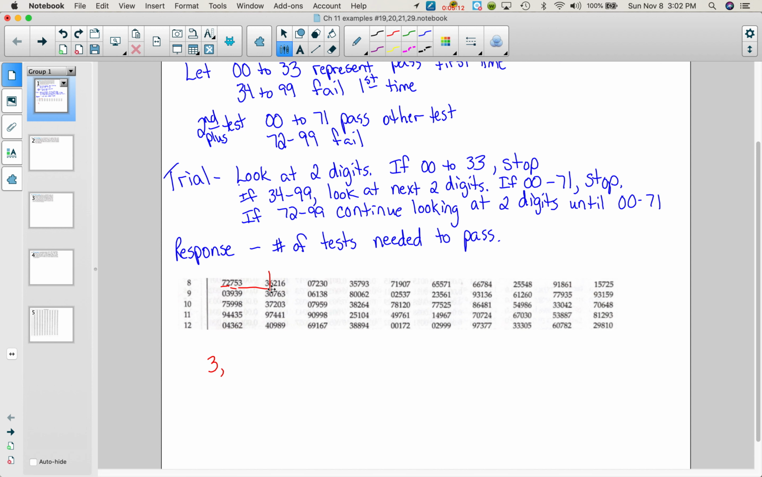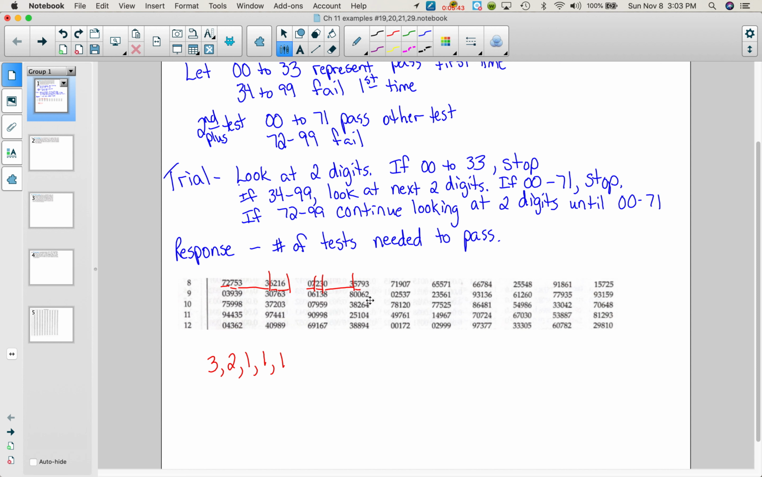Then I would go to the next one, 62. Well, I'm looking for a 00 to 33 to pass. So she failed the first time. Then on the second, she gets a 16, which means she passed. So it took 2 times. Next, we get a 07. So that's within that range here. So she passed the first time. So we put a 1 because we stopped there. Next, we get a 23, which means she passed the first time. So we stop there. 03, passed the first time.